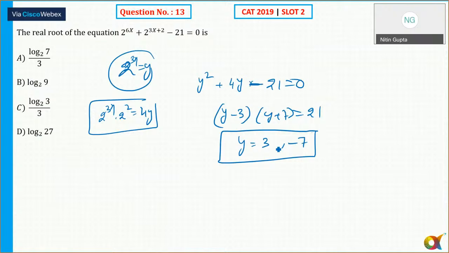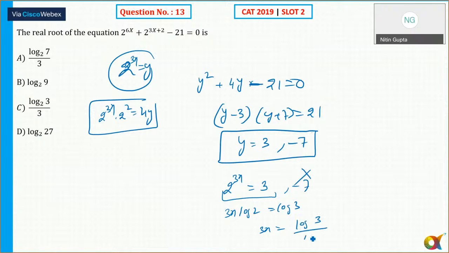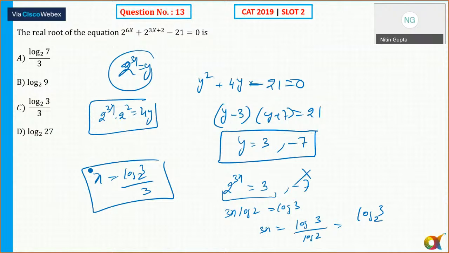Now y equal to 3 or minus 7, so what is the value of y? That equal to 3. Power of 2 can never be equal to minus 7. So now if you take a log on both the sides, so I can say 2 to the 3x equals 3, so 3x is equal to log 3 by log 2, which is equal to log 3 to the base 2. So x is equal to log 3, which is option number C. So the correct answer for this question is option number C.